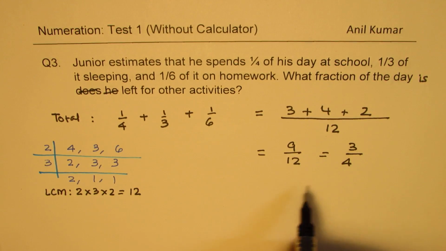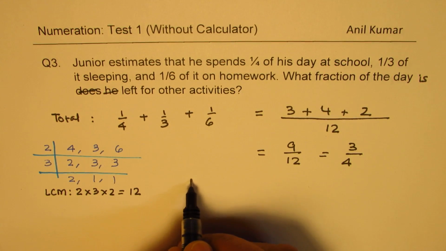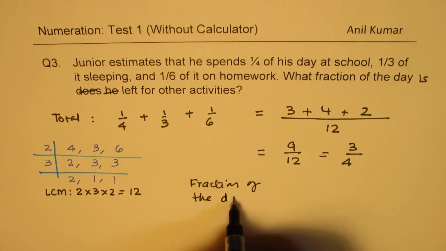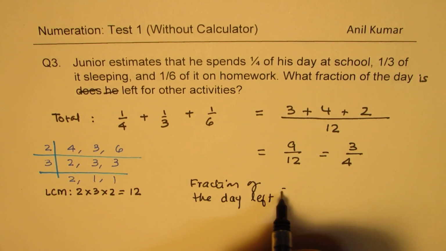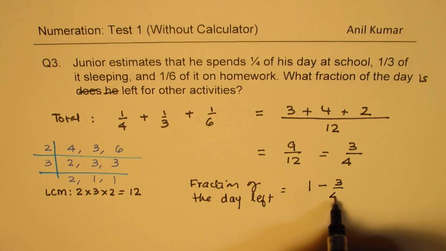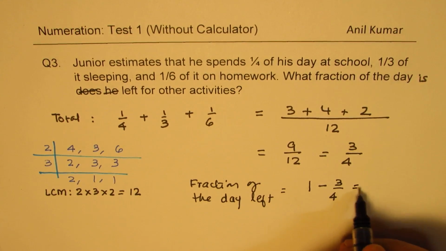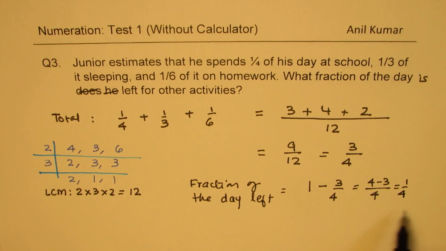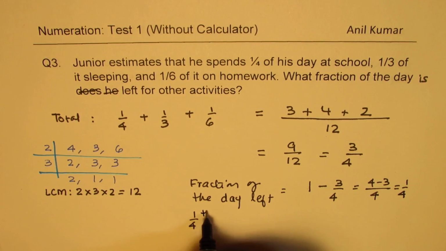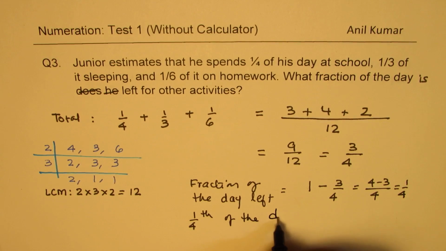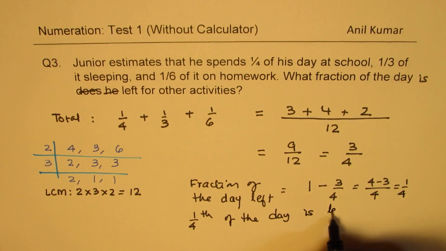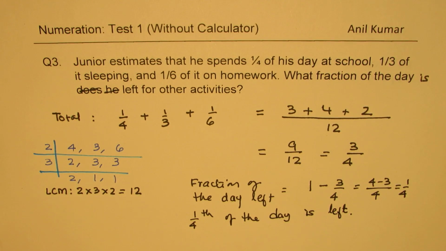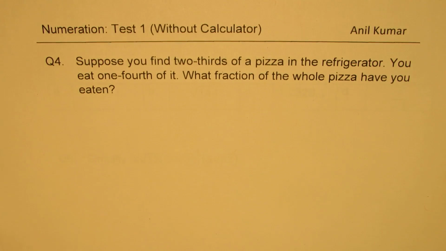Now, 1 is the whole number. So we have to take the fraction of the day left, which will be 1 minus 3 over 4, correct? So that gives you 4 minus 3 over 4, or 1/4 of the day. So 1/4 of the day is left. Is that clear? So that is how we could answer this particular question. Let's take the next one.